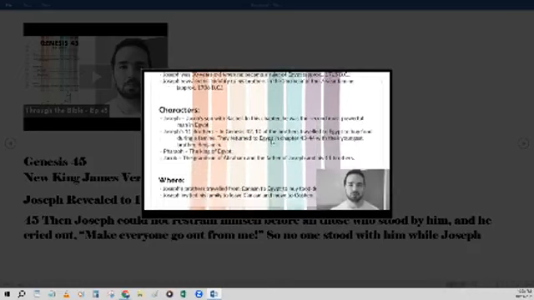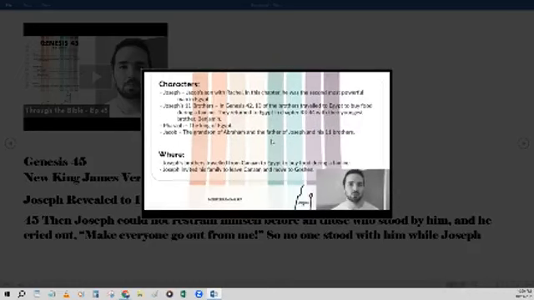As far as our characters, of course, we have Joseph, who we've been talking about for quite a while, following his life story. He was the son of Jacob and Rachel, and as I mentioned, he's a ruler in Egypt at this point. We've also got his 11 brothers.